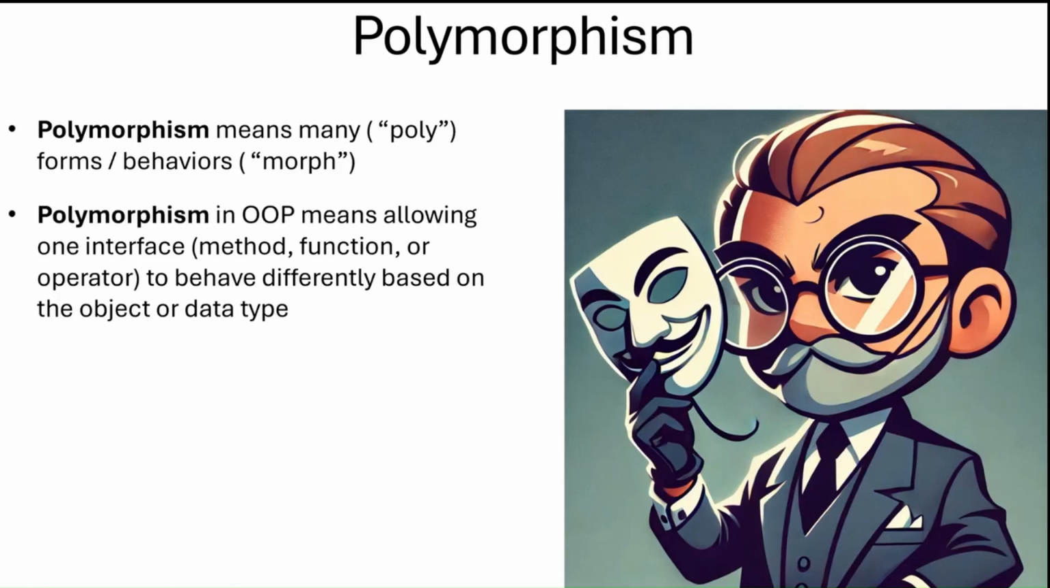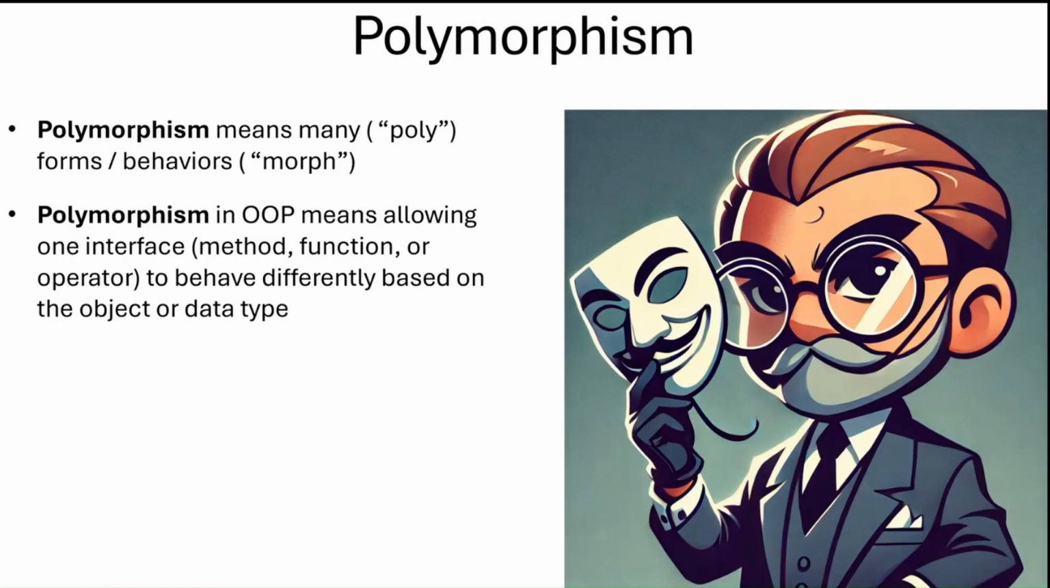Polymorphism in object-oriented programming means allowing one interface, which could be method, function, or operator, to behave differently based on the object calling that interface or the data type which is input to that interface. Let's understand about the polymorphism in detail in next slide.